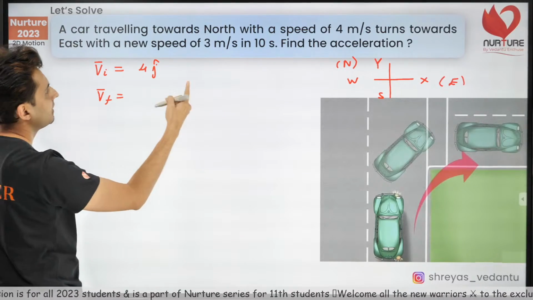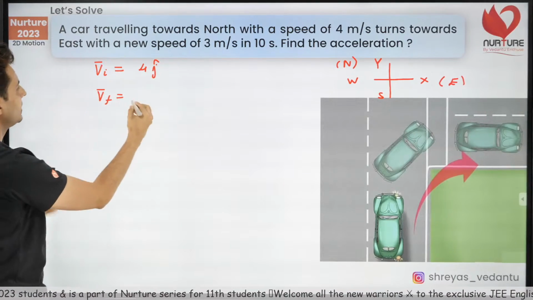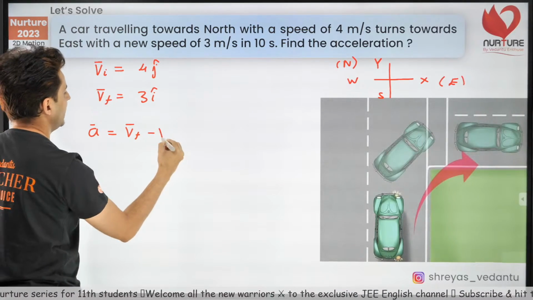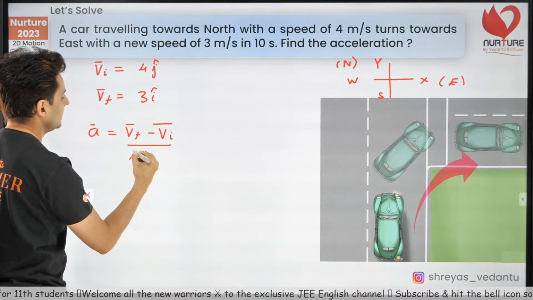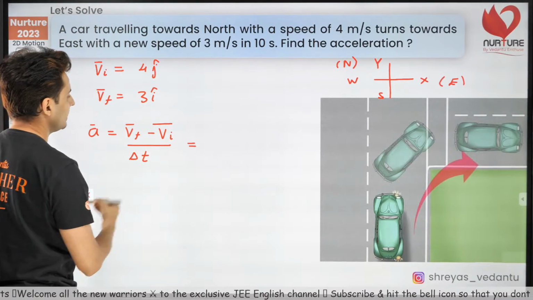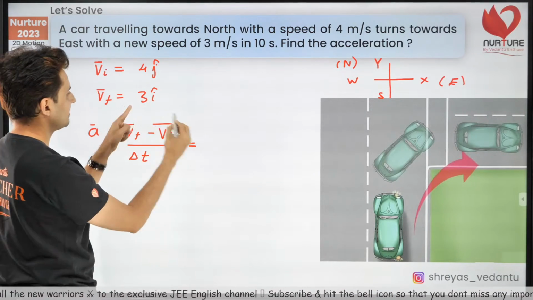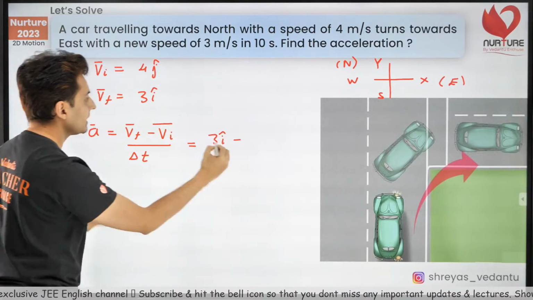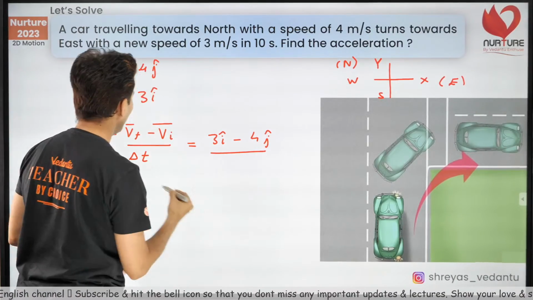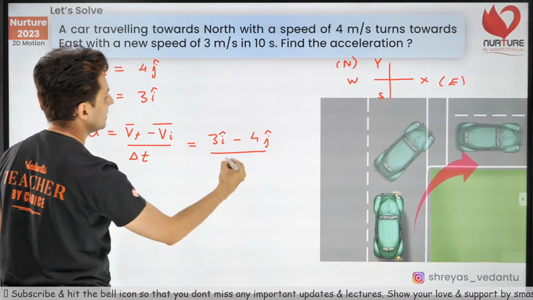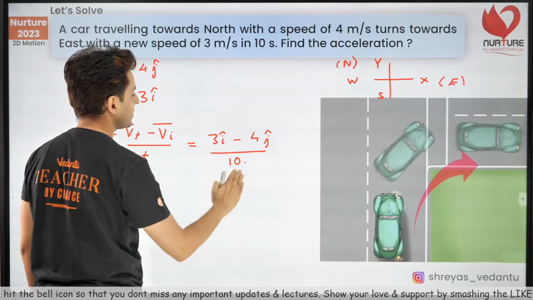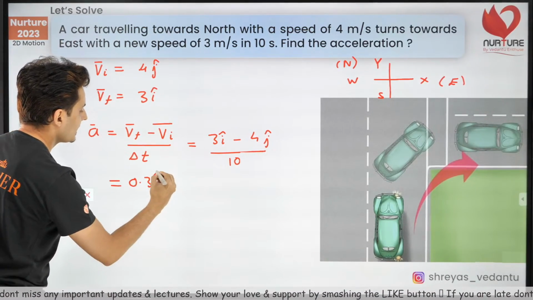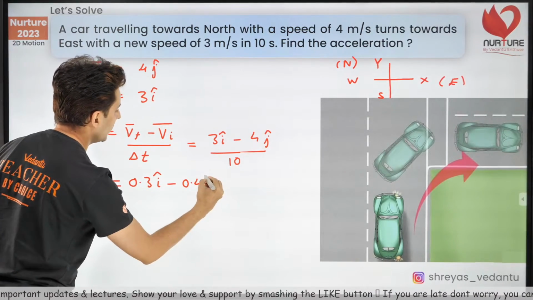Final velocity, what's the final velocity? Towards the east, right? So it is 3 i cap. Now acceleration is final velocity minus initial velocity divided by the time to change that velocity. Let's substitute everything. Final velocity, that's 3 i cap, minus initial velocity, that's 4 j cap, divided by time. What's the time? That's 10 seconds. And therefore, I'm just going to get this as 0.3 i cap minus 0.4 j cap.